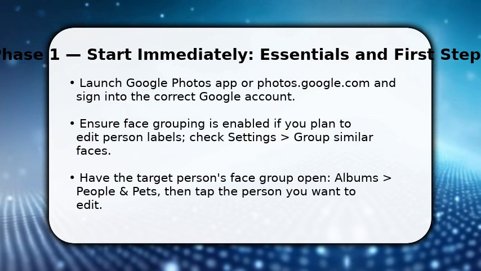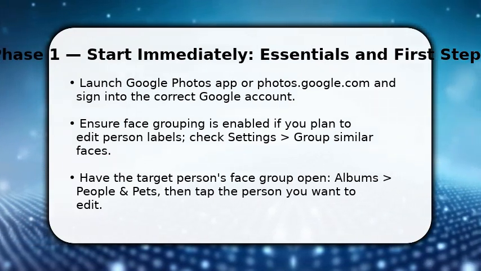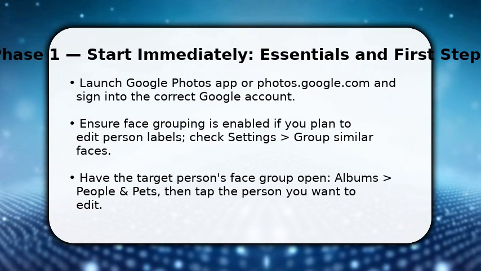Tap the person's tile to open their page. You're on the right sheet. Next, you'll remove the assigned name or turn off labeling. Don't skip the person view.